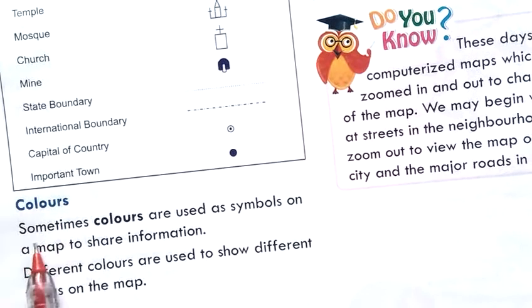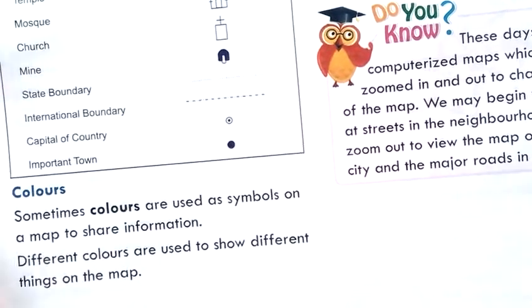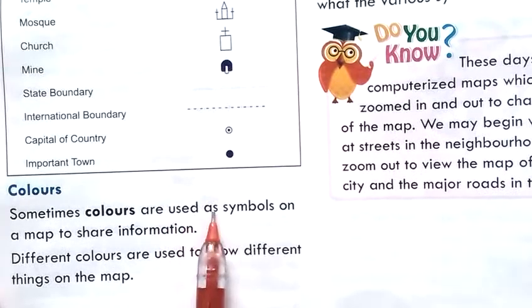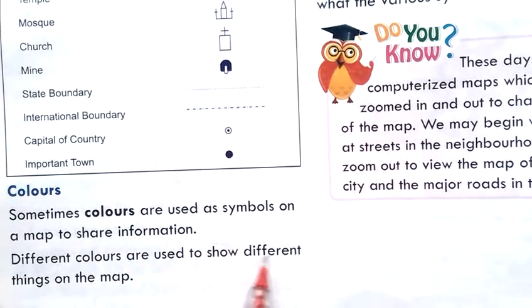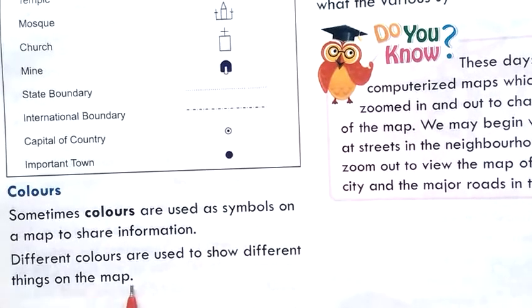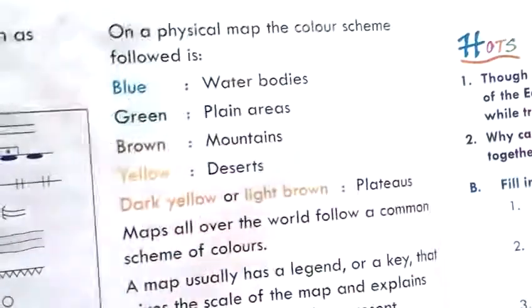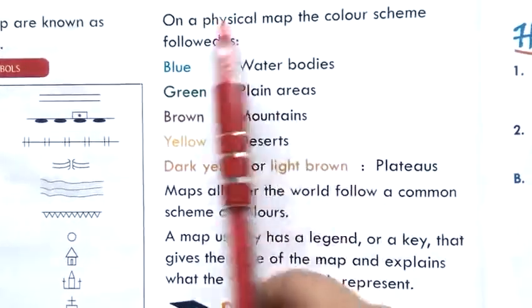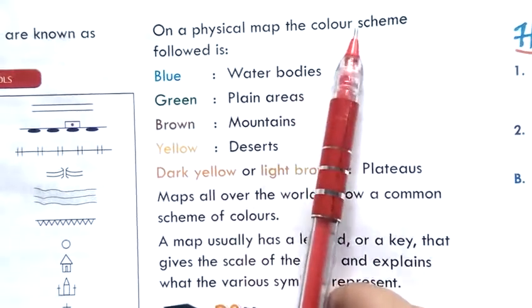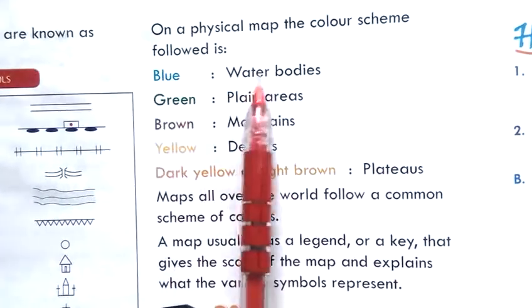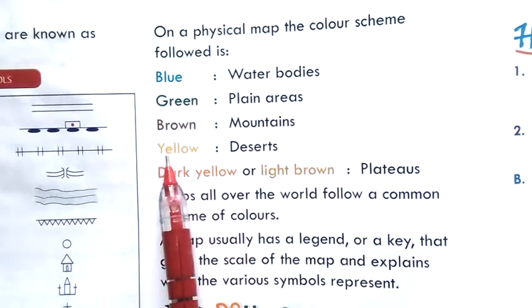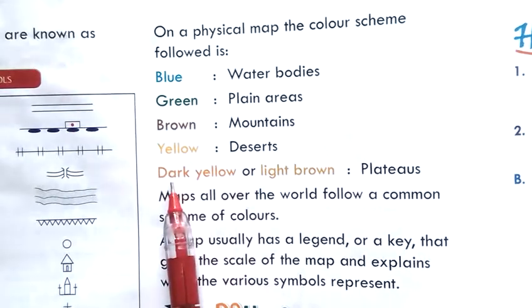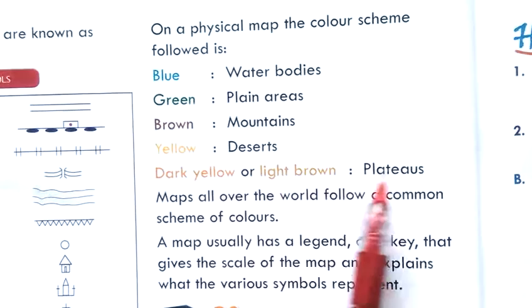Colors. Sometimes colors are used as symbols on a map to share information. Different colors are used to show different things on the map. On a physical map, the color scheme followed is blue, water bodies; green, plain areas; brown, mountains; yellow, desert; dark yellow or light brown, plateau.